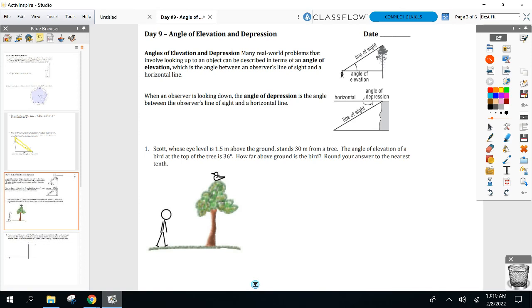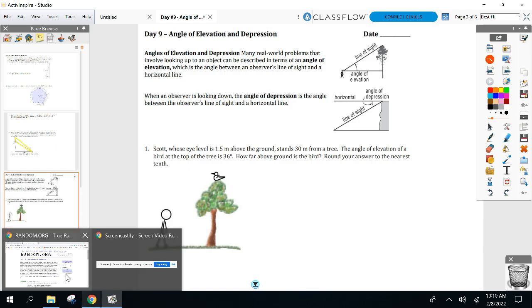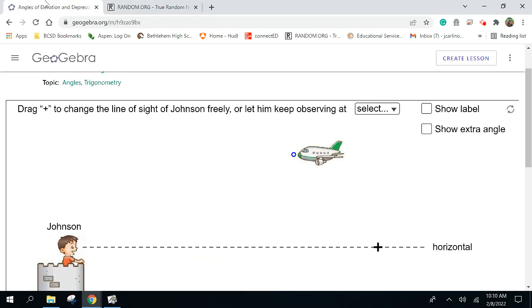All right, our first new vocabulary term today: angle of elevation. Angle of elevation. And instead of just me drawing this little right triangle and saying there's the angle, this is the best I could do. You can bust my chops for it, fine. But this is the best I could do here.